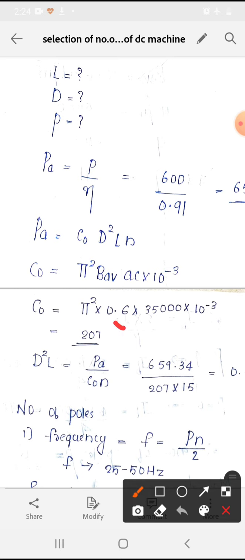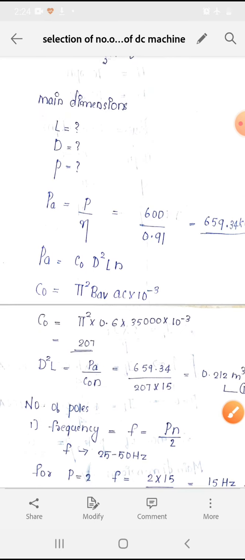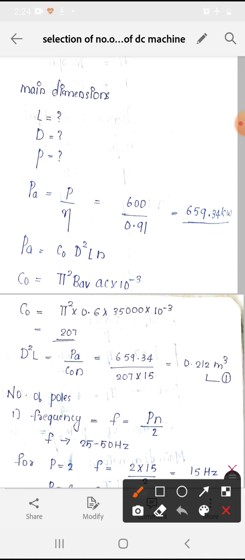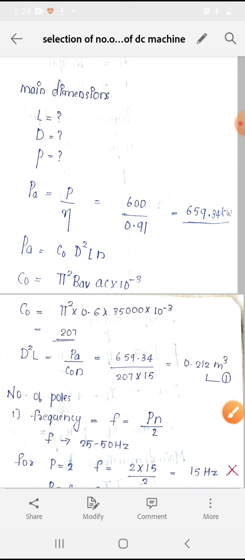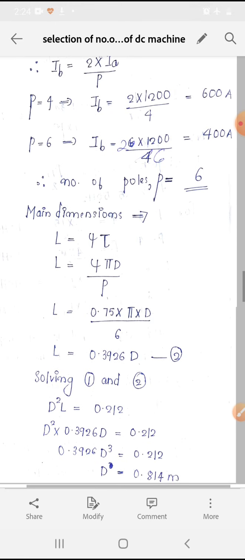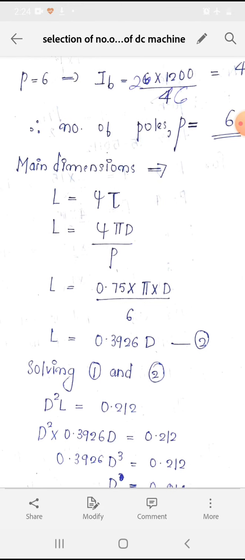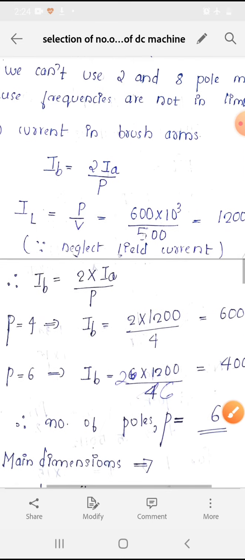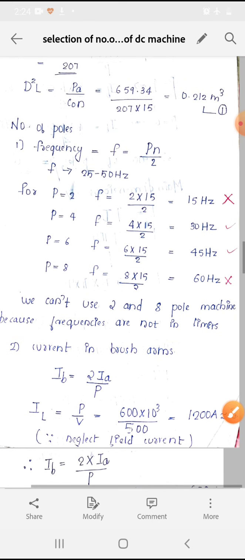Now substituting the value of C0 in the output equation of DC machine, we obtain D square L as 0.212. Now we need to find out capital D and L. For that we are considering the pole face as square pole face. So the equation for a square pole face is L is equal to psi into tau, where tau is pi D by P. Here P is the number of poles that we have to find out through the selection of number of poles.